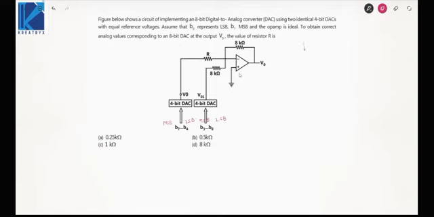So what is the output V0? It will simply be B7 into 2 to the power 3, B6 into 2 to the power 2, B5 into 2 to the power 1, and B4 into 2 to the power 0. This DAC does not know that these are 7th, 6th, 5th and 4th bits. It will only treat them as a combination of 4 bits. So it will directly give the output or the decimal value of the 4-bit combination.